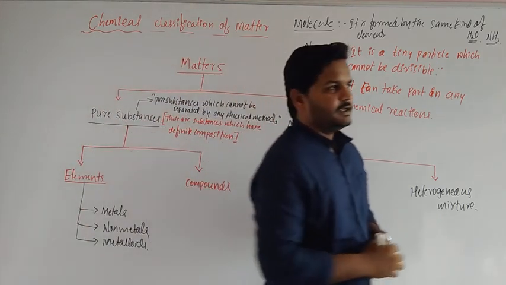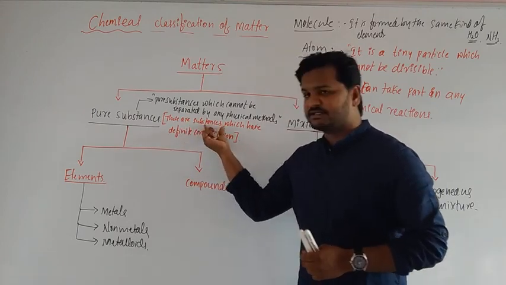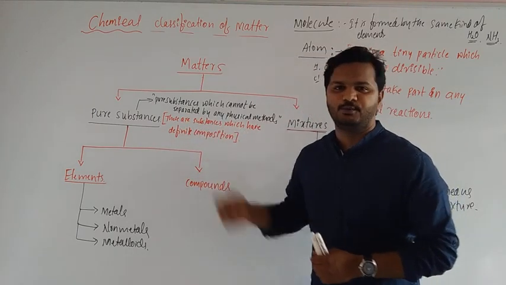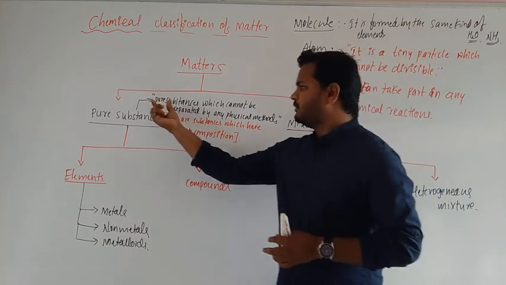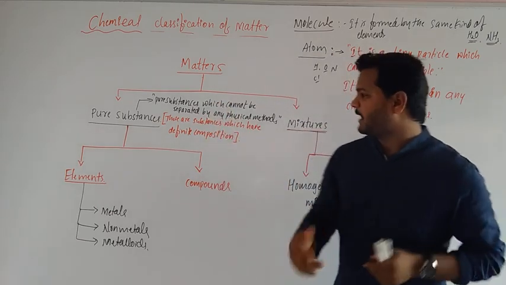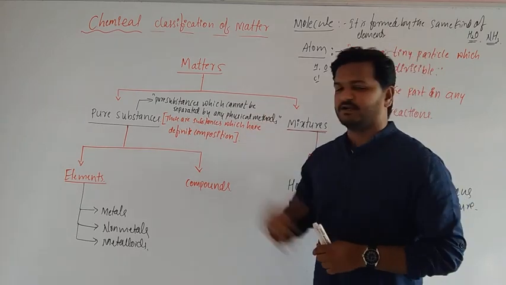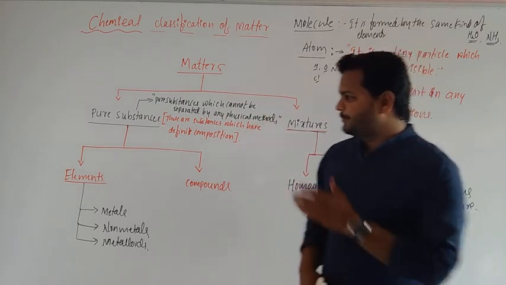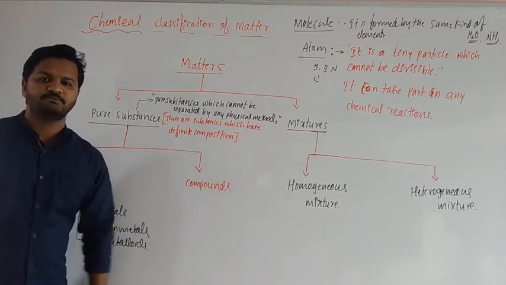First one, students, pure substances are substances which have definite composition. And one more definition, pure substances cannot be separated by any simple physical methods. So this is about pure substances. Now students, pure substances are classified into two types. One is elements and the other is compounds.